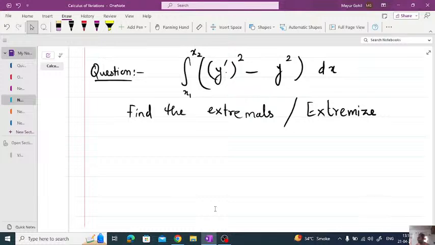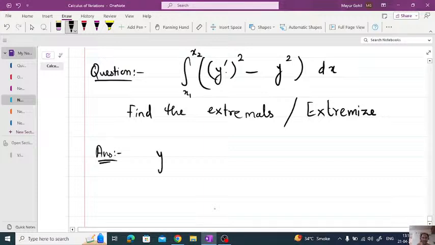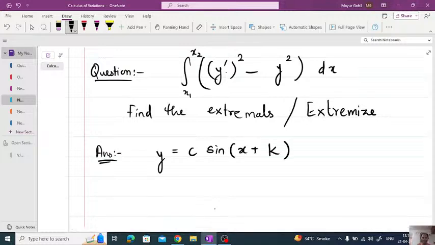Okay, and the answer for this you will get. I'll give you the answer. The answer here is going to be y equal to c sin x plus k, something like that. C sin x plus k you can do, and you will get your answer for this kind of question. You can try one more on the similar lines. Again, there are similar things only. Only thing is that the things are going to change a bit while solving.